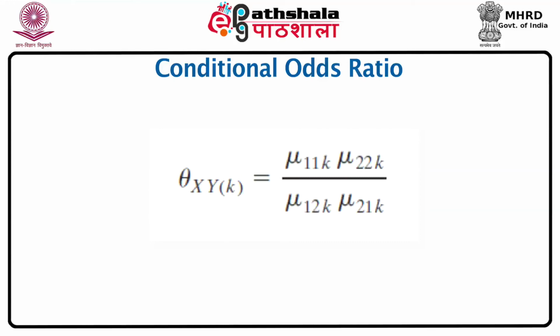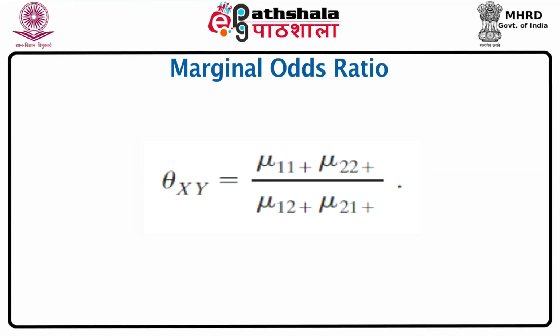I am not restricting myself to the case of 2 by 2 by 2 tables, but considering general categorical data when each of x, y, z can lie in any number of categories. Similarly, I can define the marginal odds ratio. So the marginal odds ratio for theta_xy is mu_11+ mu_22+ by mu_12+ mu_21+. The plus indicates that we have summed the probabilities over all levels of z.